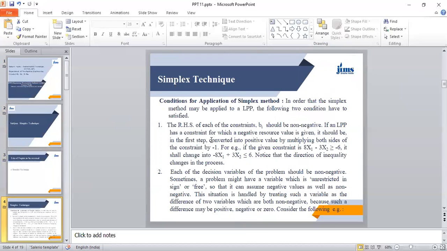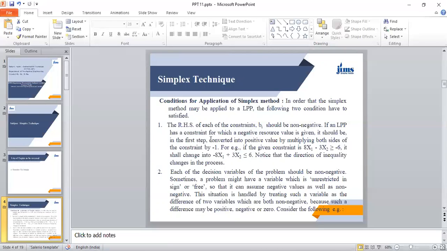To understand this method of solving linear programming problem, we should understand the conditions under which simplex method can work. So conditions for application of simplex techniques we must understand. It is considered essential that to solve a problem by linear programming by simplex techniques, two conditions must be met, two conditions must be satisfied.